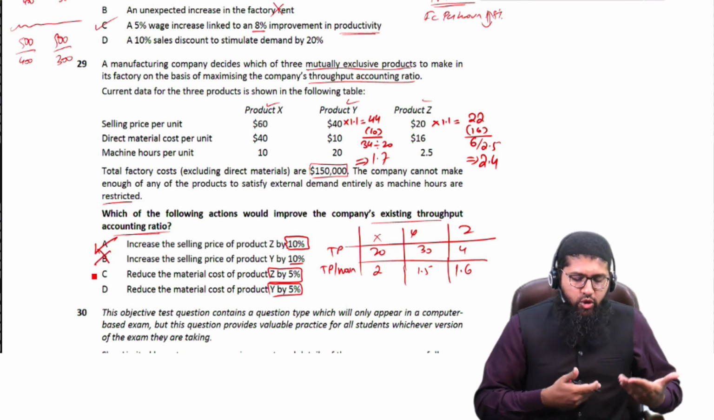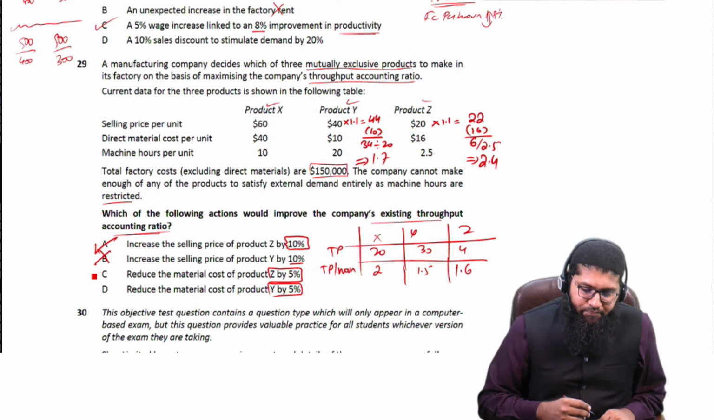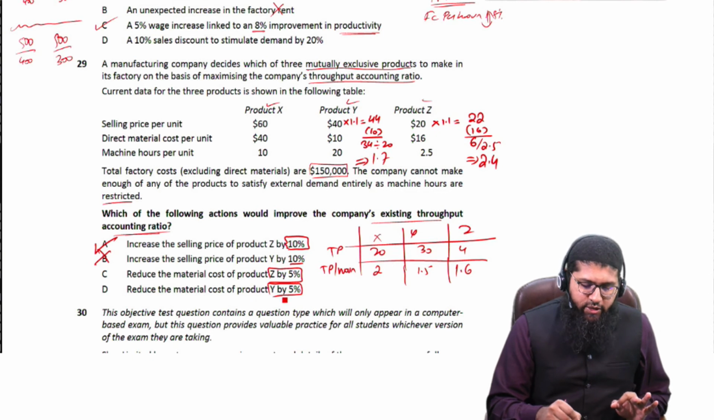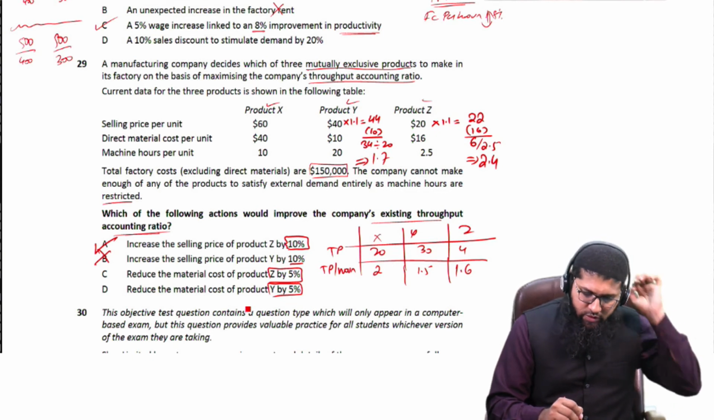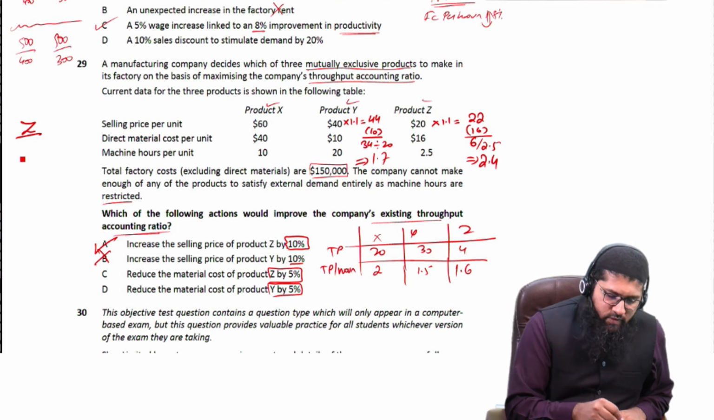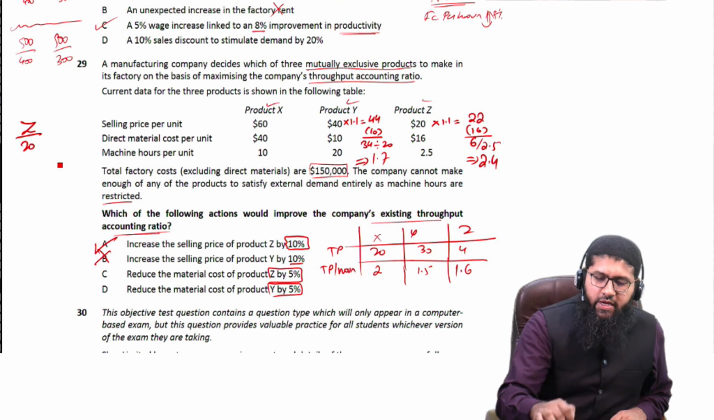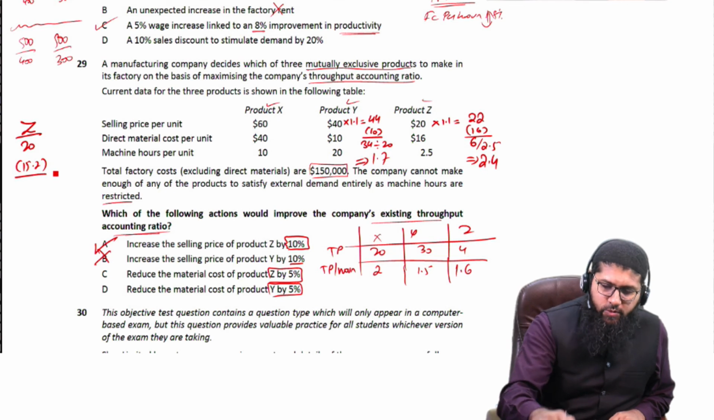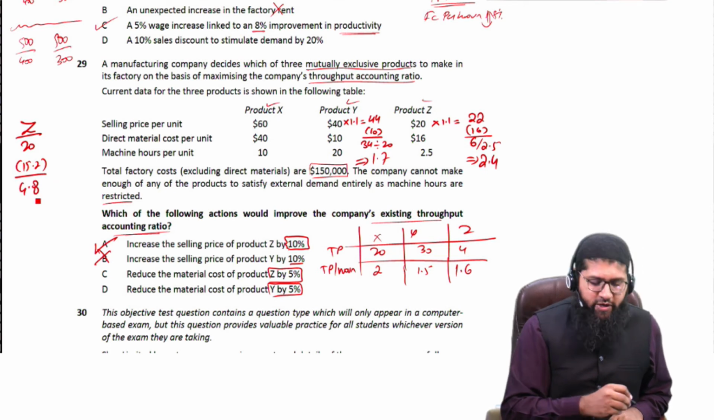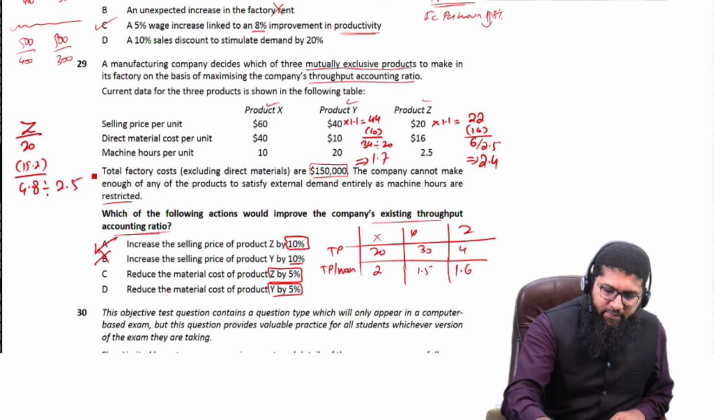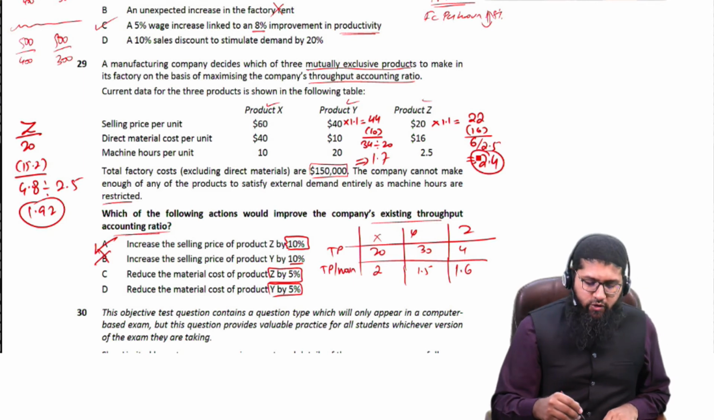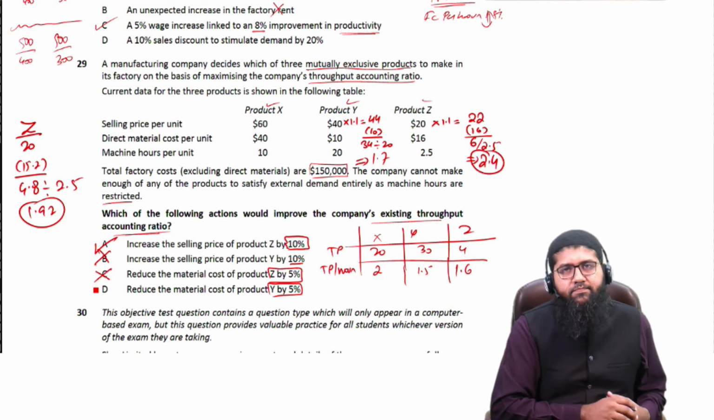Now, do we need to go for C and D also? Let's just try to see. It says reduce the material cost of Z by 5%, reduce the material cost of Y by 5%. So if I talk about the Z, 20 minus, if you have to reduce the material cost, it has to be 16 into 0.95, gives you 15.2, gives you 4.8, divided by 2.5, 1.92. Here we have got 2.4. So again, this is not suggested.